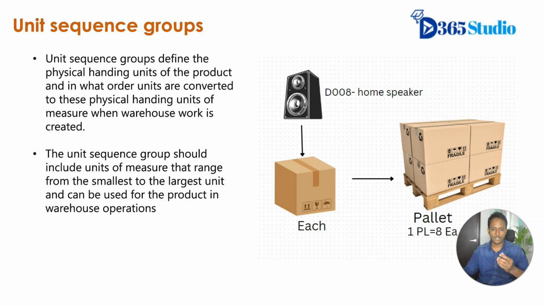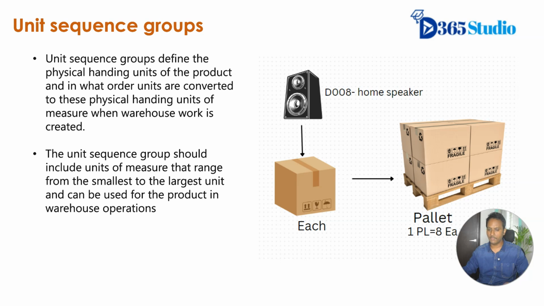Each box can fit only one speaker, and when you take them into pallets, for example, if you place an order for 8 pieces, then they come in a particular pallet. One pallet will be delivered by the supplier, and on that pallet you're going to have 8 pieces of your home speaker. So this is how physically this item is handled, and you will be able to define this in the system through unit sequence groups.